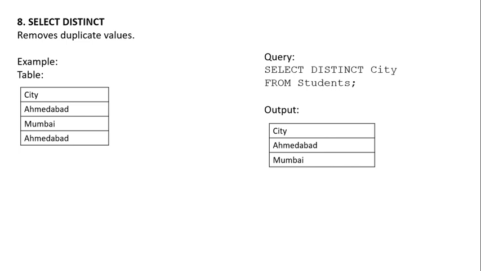8 is SELECT DISTINCT, which removes the duplicate values. The table has cities, and the city values are Ahmedabad, Mumbai and Ahmedabad. So Ahmedabad is repeated two times. The query is: SELECT DISTINCT city FROM student; So the output gives the cities Ahmedabad and Mumbai. Ahmedabad repeated two times, so the duplicate value is removed and it is printed only one time.